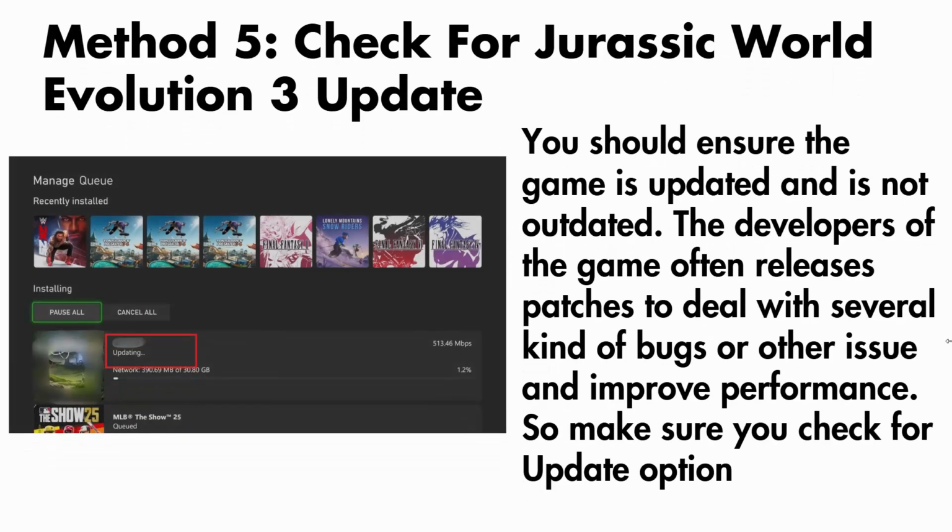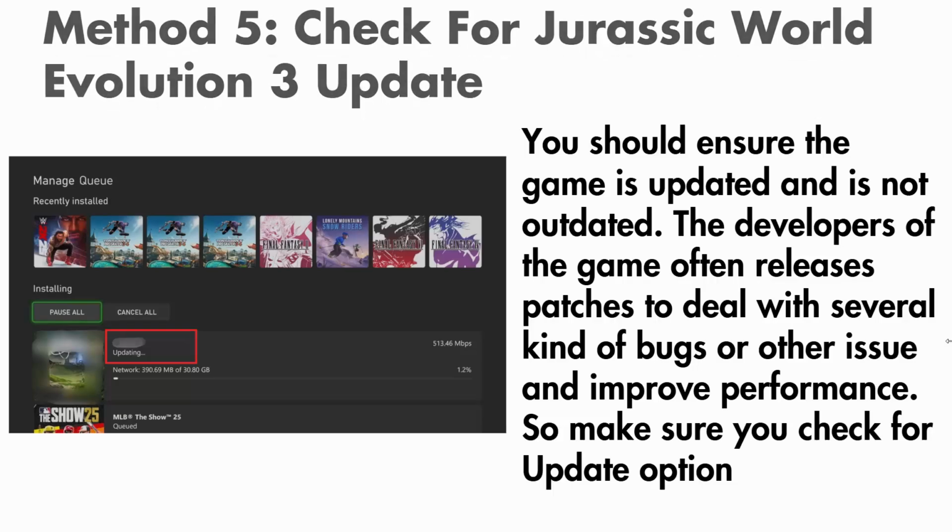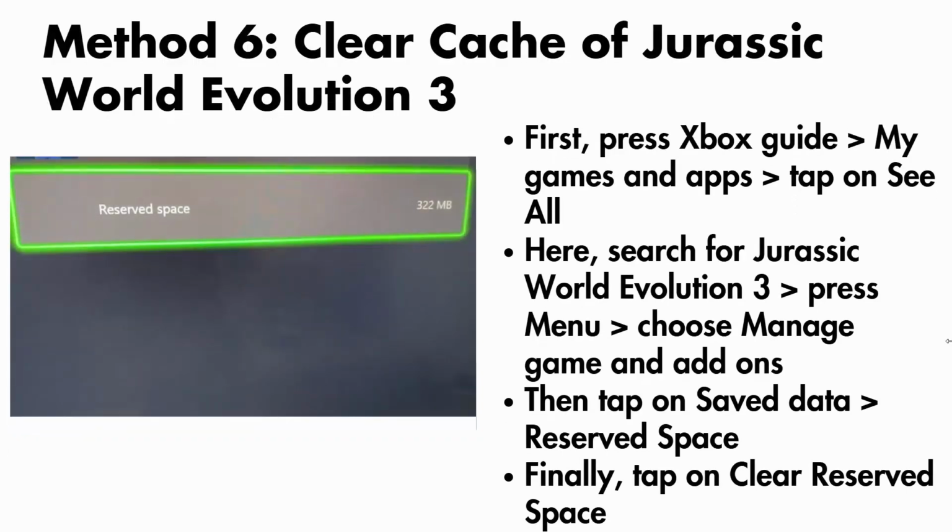Next is to check for Jurassic World Evolution 3 update. So you should ensure the game is updated and is not outdated. The developers of the game often release patches to deal with several kinds of bugs or other issues and improve the performance. So make sure you check if there is any update available and after updating the game check if the problem is fixed. If not, next solution is to clear cache of the game.